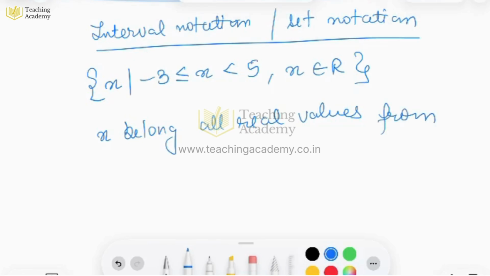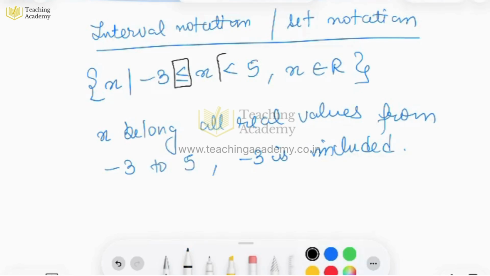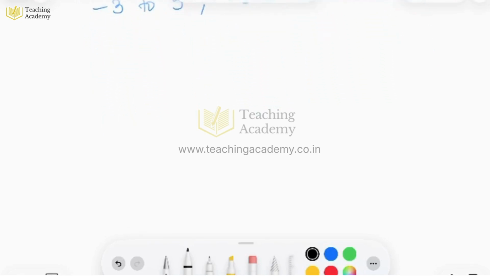from negative 3 to 5. One more statement I will add here, that minus 3 is included. Why did I write minus 3 is included? Now let's try and understand this in a better way, about this sign and this sign. When do we use this sort of sign and this sign? So there are two types of intervals. One is called open interval. One is called closed interval.